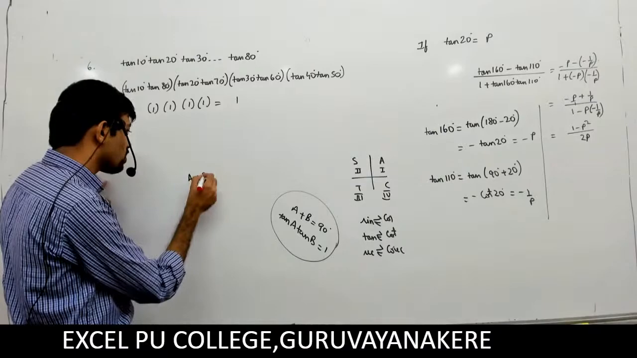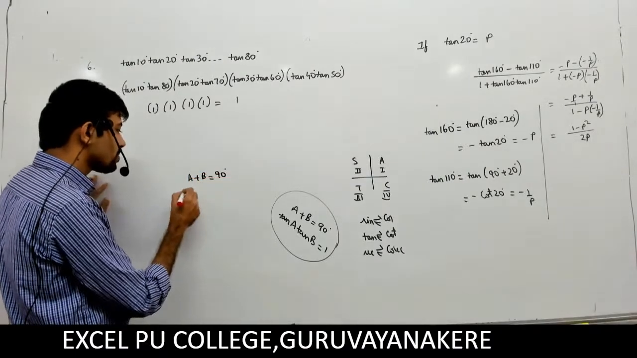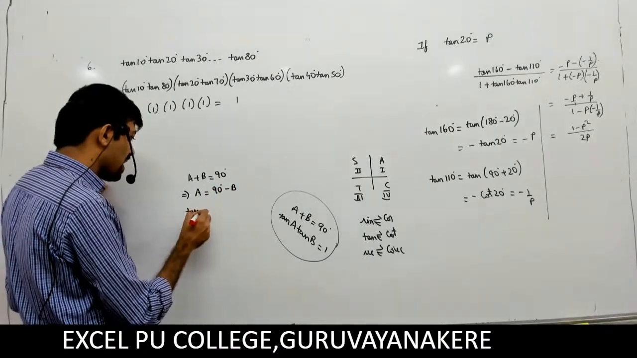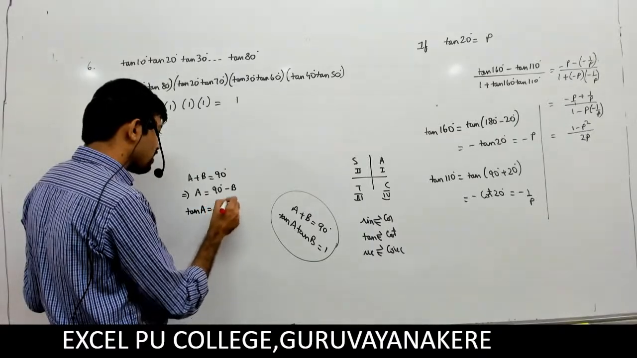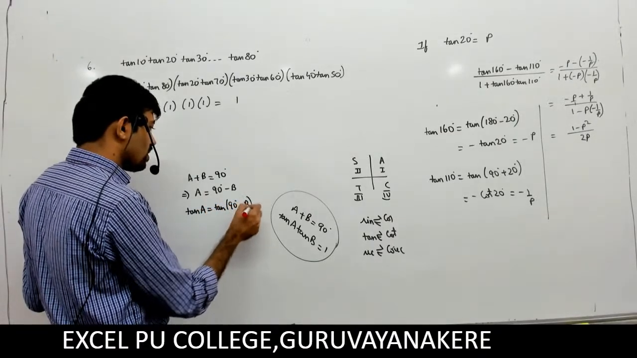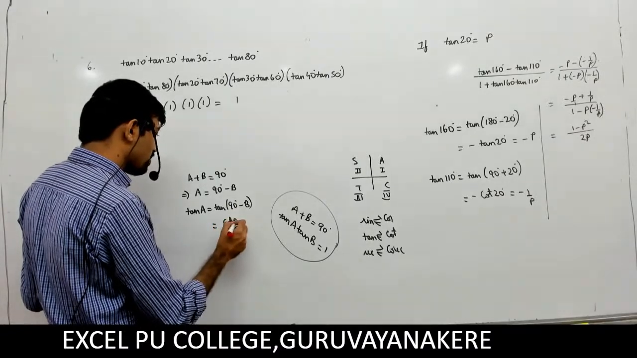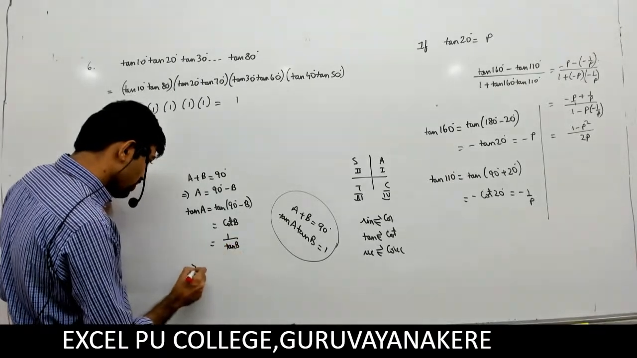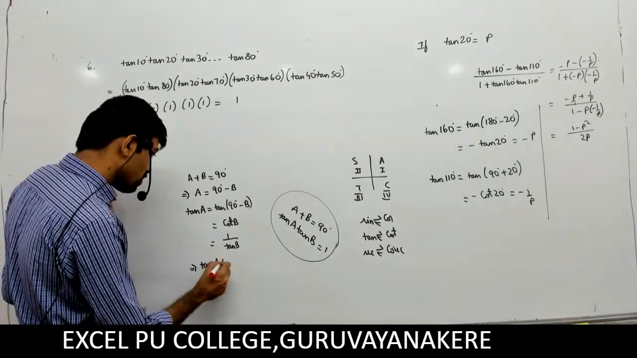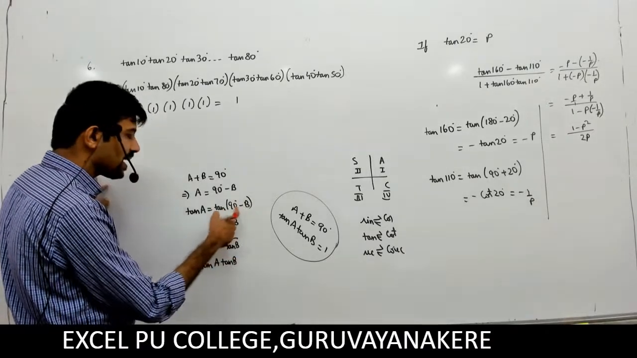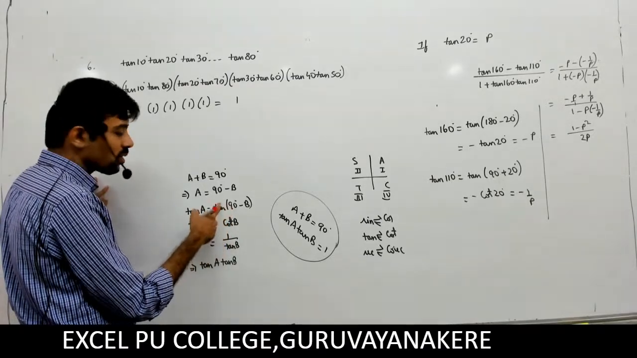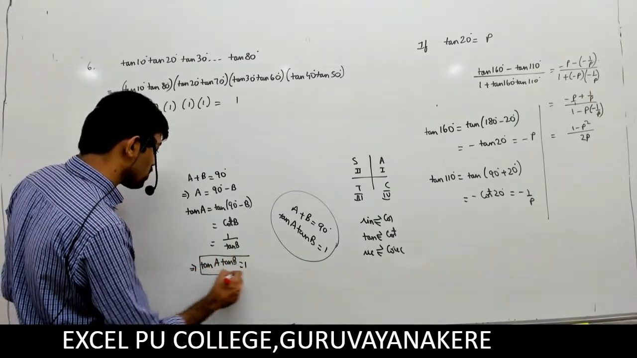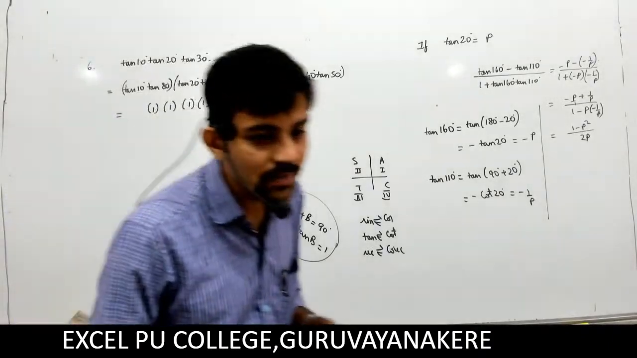When A plus B is equal to 90, from this, A is equal to 90 minus B. So tan A is equal to tan of 90 minus B. Tan of 90 minus B is cot B, because 90 means cofunction, and the cofunction of tan is cot. Cot is 1 by tan. Cross multiply this: tan A into tan B is equal to 1. We get the answer.